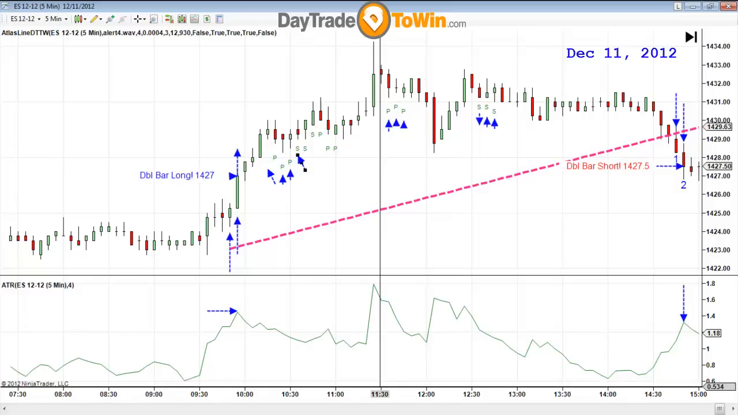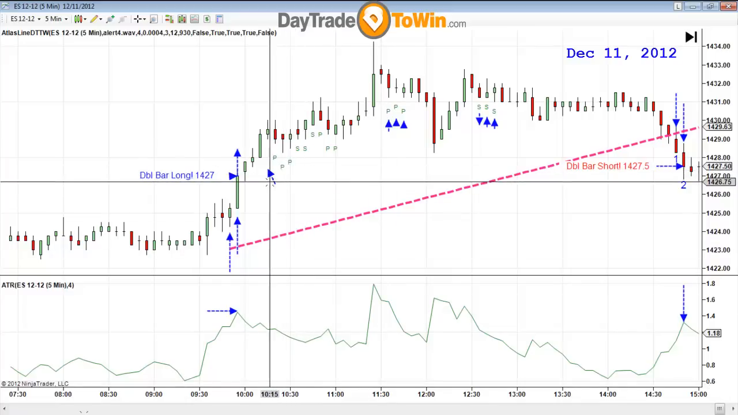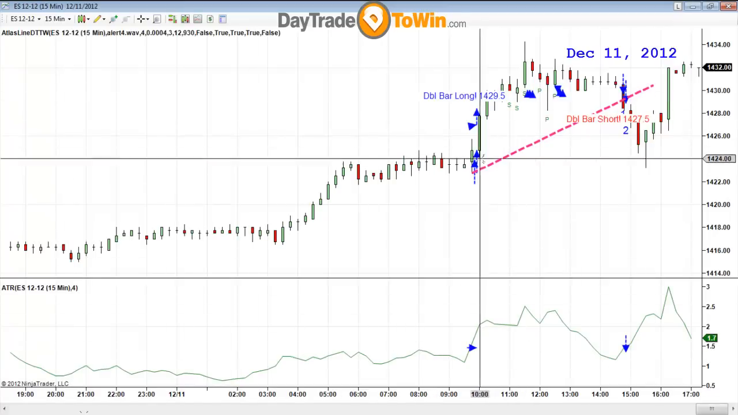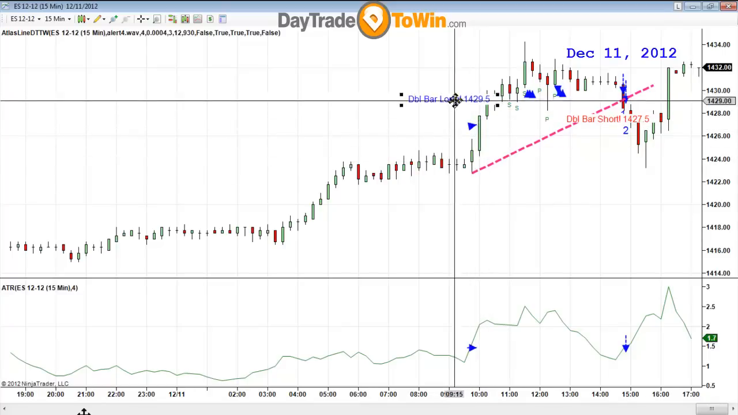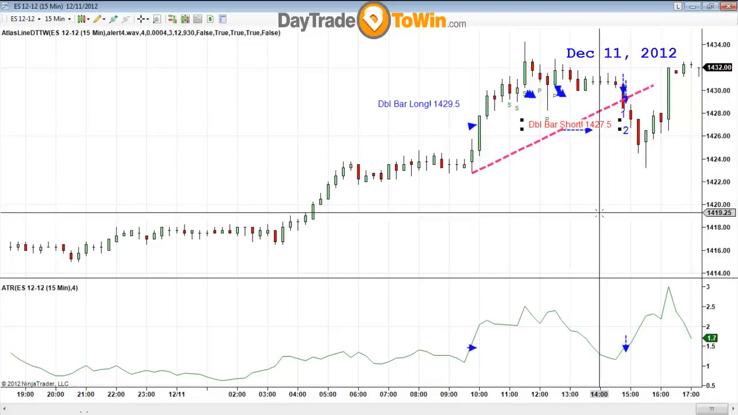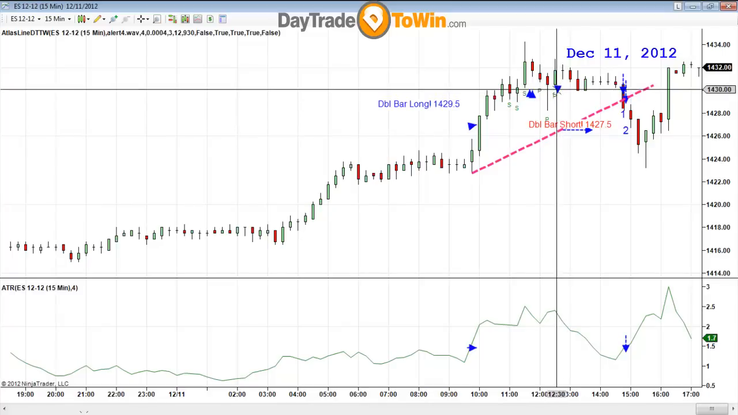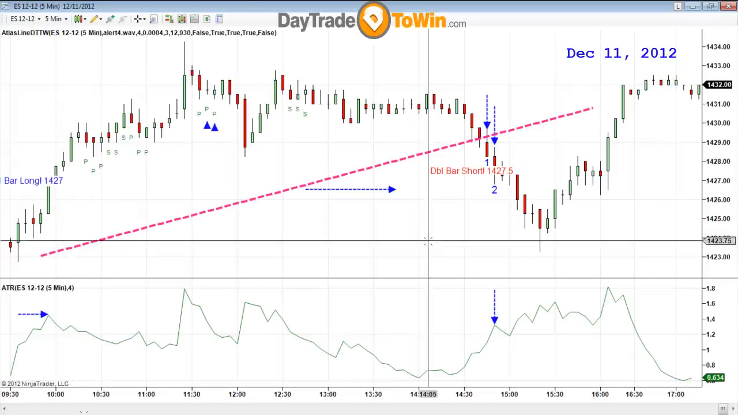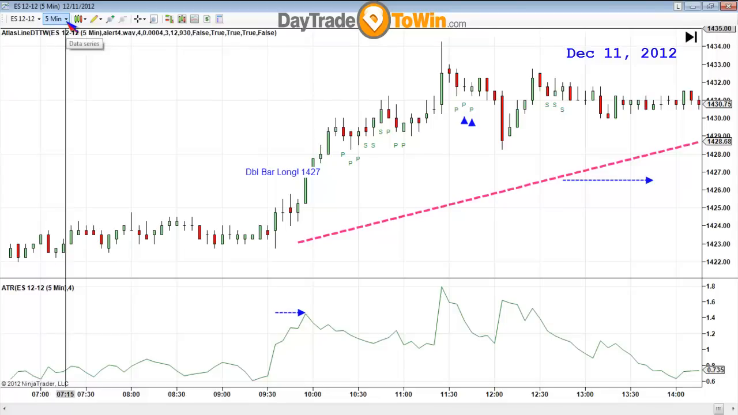Dennis, does this work on Renko or range charts or any time-based? It works on any time-based chart. One of my favorites happens to be 15-minute. Again, nothing changes. This is a very objective system, 1429.50 and 1427.50. So it's very objective as far as what the rules are. Nothing changes. So I like the 5-minute and I like the 15. I'm much more of a day trader when it comes to the 5-minute than I am waiting for 15 minutes. It's like an eternity. As far as tick charts, sure, it works on tick charts.